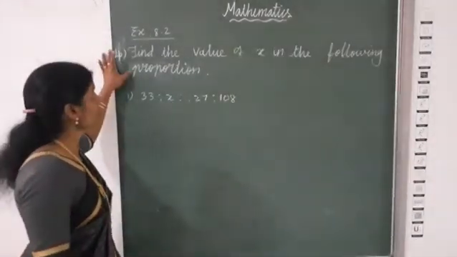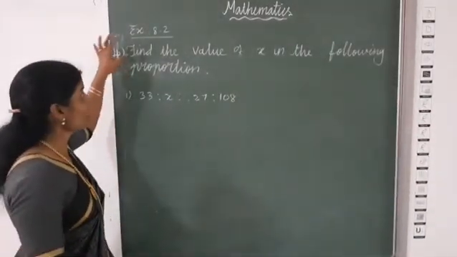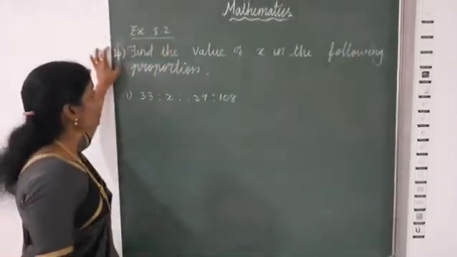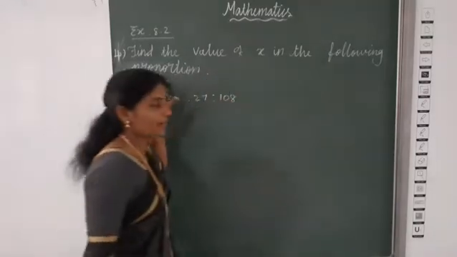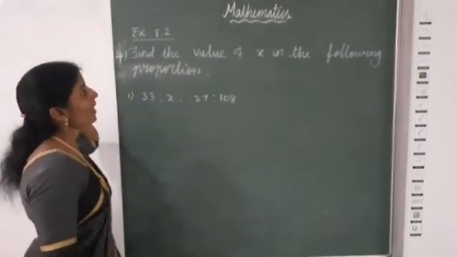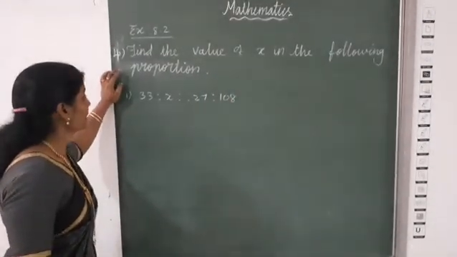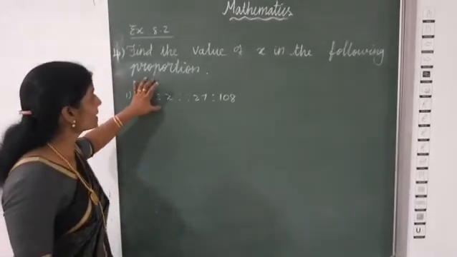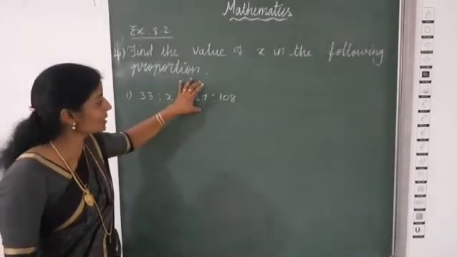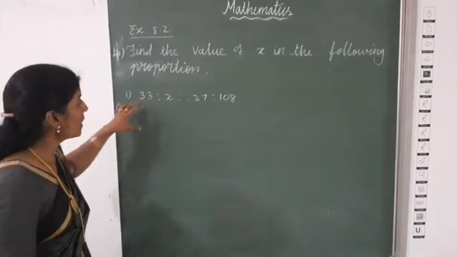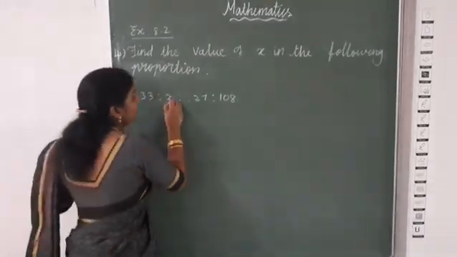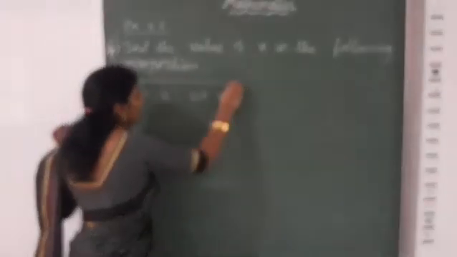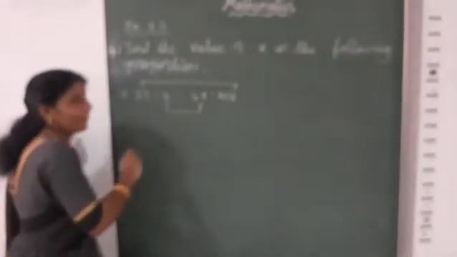Exercise 8.2. Fourth question. Find the value of x in the following proportion. First one, 33 is to x as 27 is to 108. What is the value of x? We can find it. Now what is extreme? This 33 and 108 are extremes. x and 27 are means.